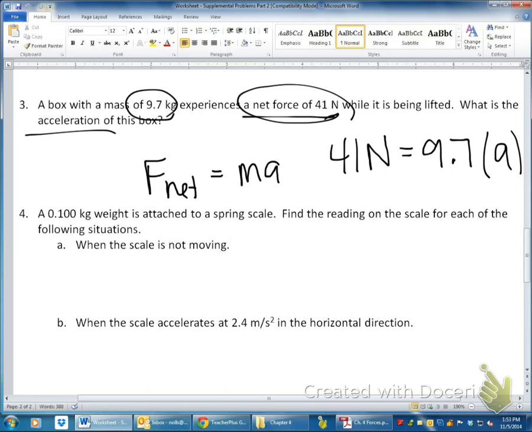Will the acceleration be in the positive or in the negative? Which direction? Positive, right? Because it's going up. So we know it's in the positive direction. What'd you get for acceleration? And what's our units for acceleration? Very good.